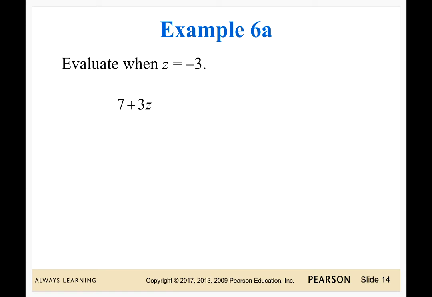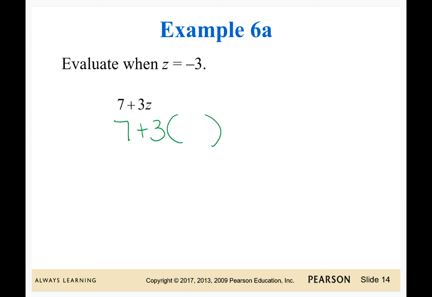All right, so we'll start with the simple one. We want to evaluate when z is equal to -3, and here is my expression. The first thing I do is take this expression, and every place I see a variable, I'm going to replace it with a set of parentheses. This is called a skeleton. So instead of the z, I put a set of parentheses. So 7 plus 3 times parentheses.